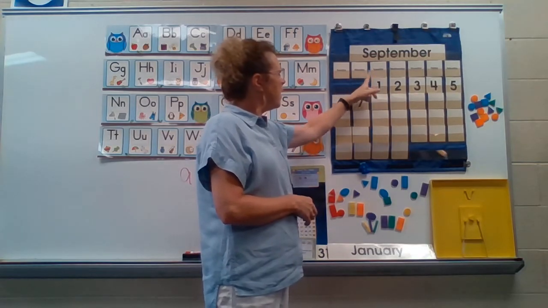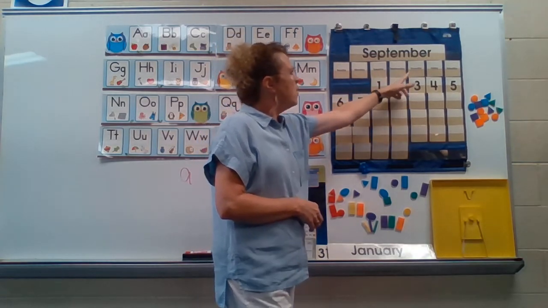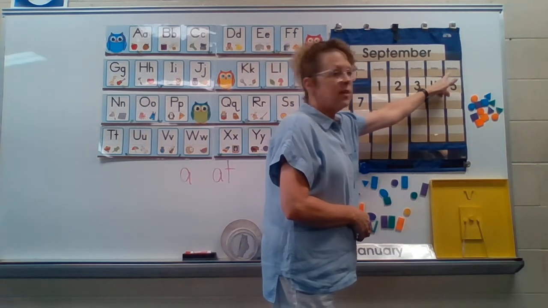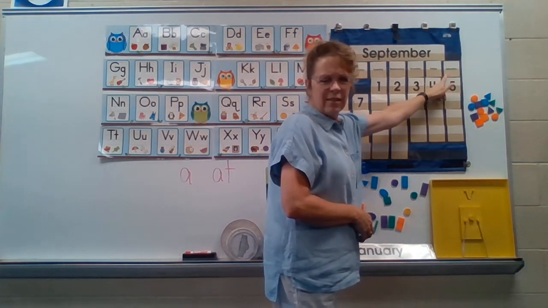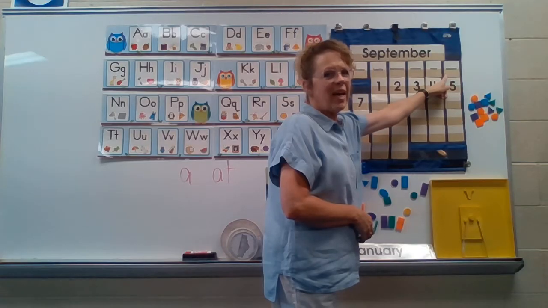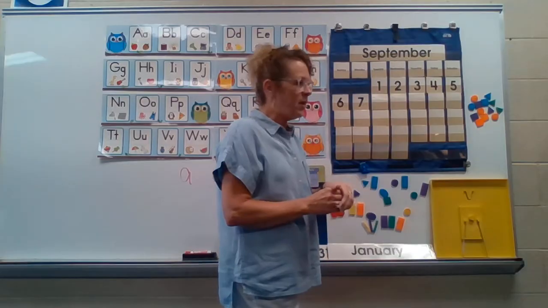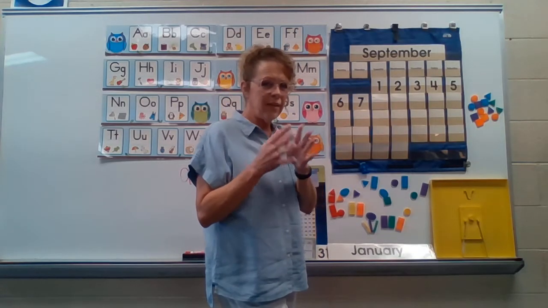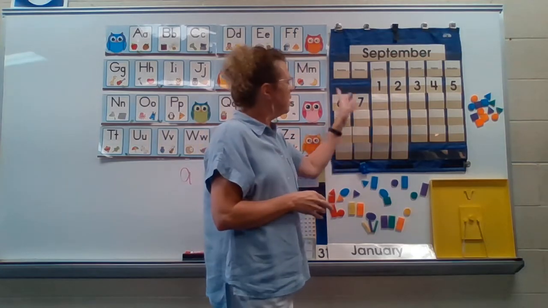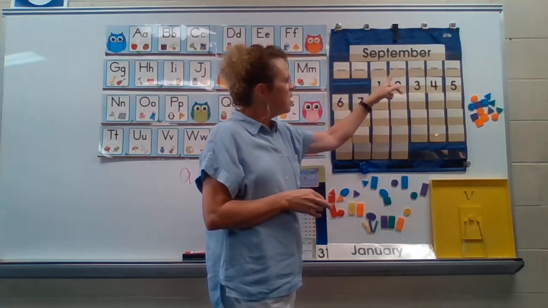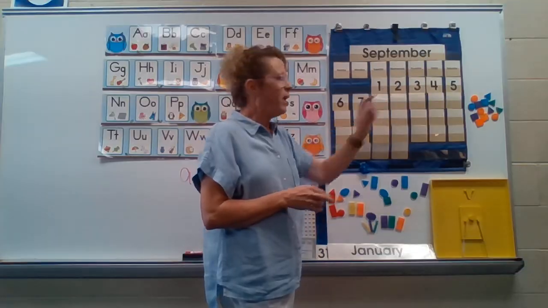Sunday, Monday, Tuesday, Wednesday, Thursday, Friday. What's that last one that starts with an S? Saturday. 7 days in every week. We don't ever just skip a day. They're always the same every week. Sunday, Monday, Tuesday, Wednesday, Thursday, Friday, Saturday.